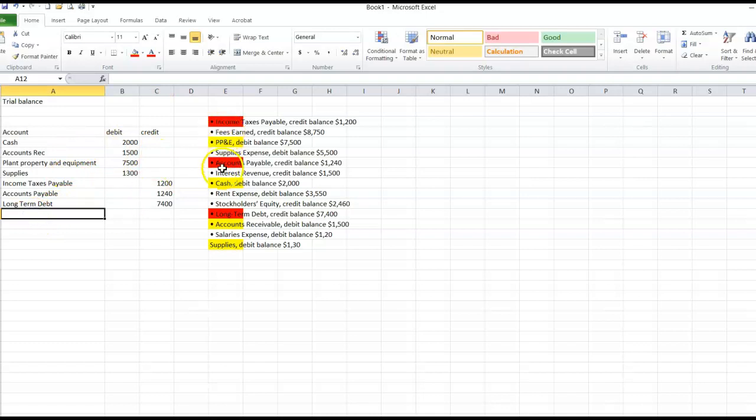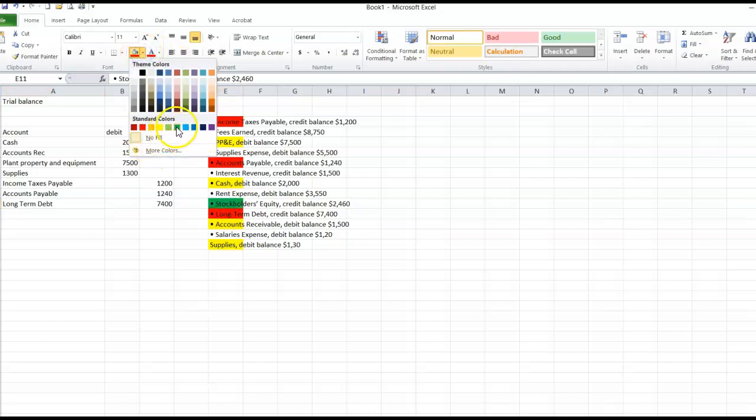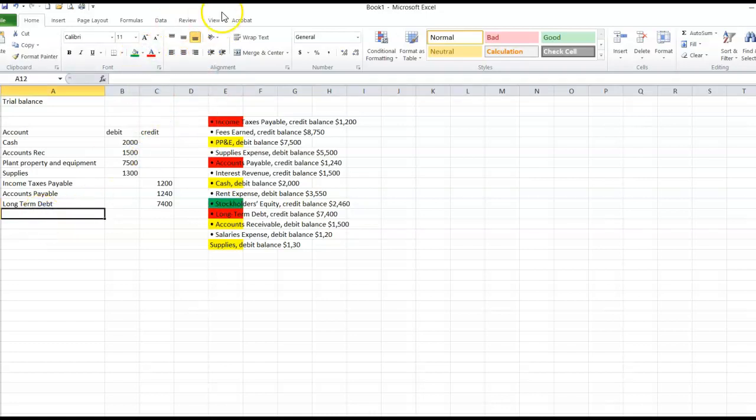Next is going to be equity. And I'm going to look for equity here. And I see one. And I'm going to put equity as green. See if I can find any other equity accounts. I don't see any other. So, stockholders' equity. And that's going to be 2,460. Now, we're done with that.